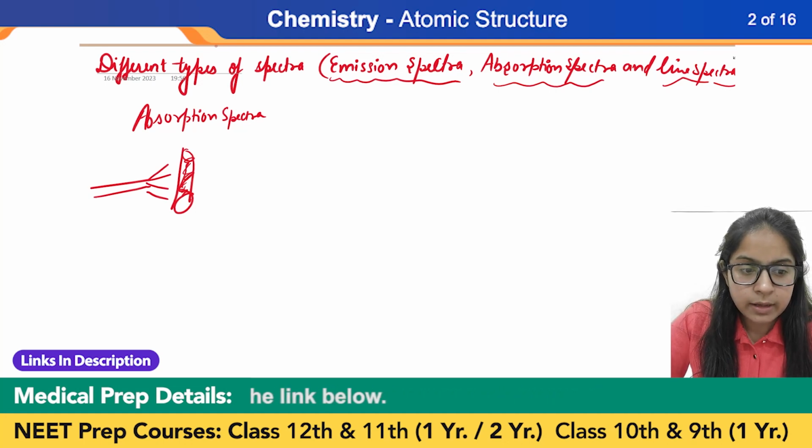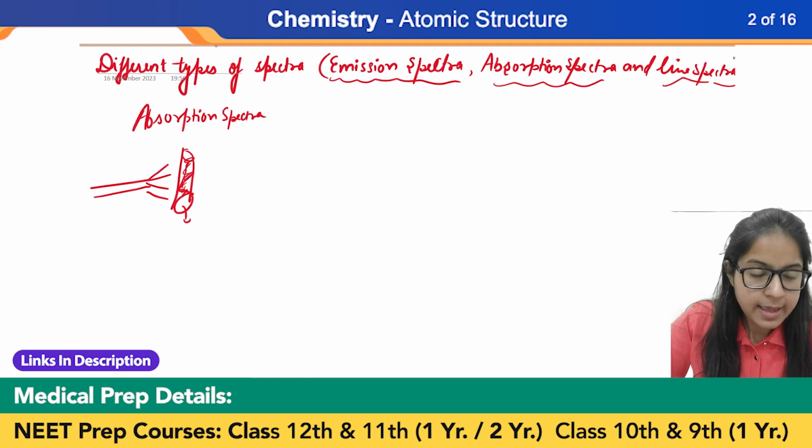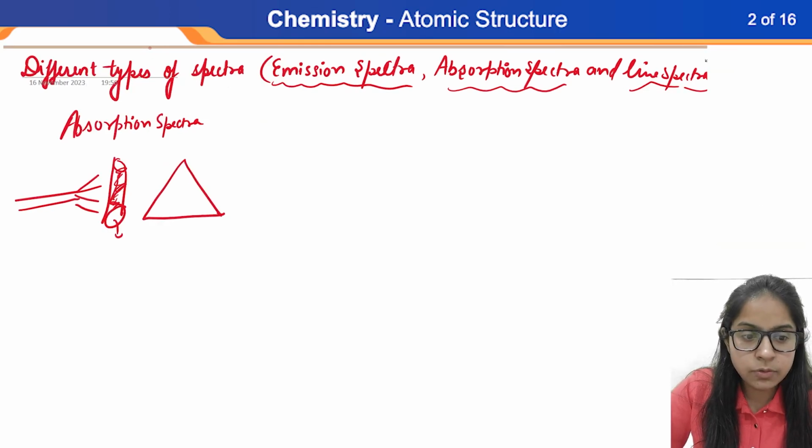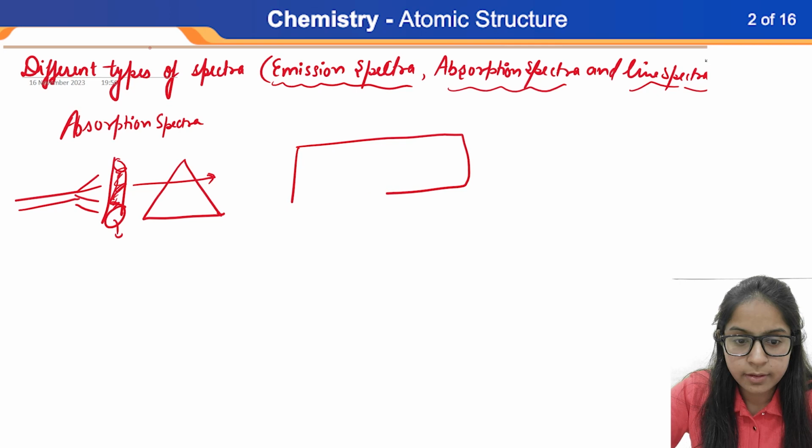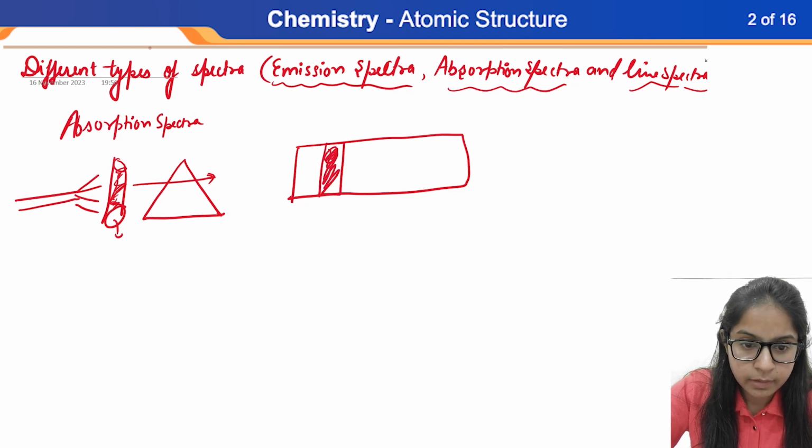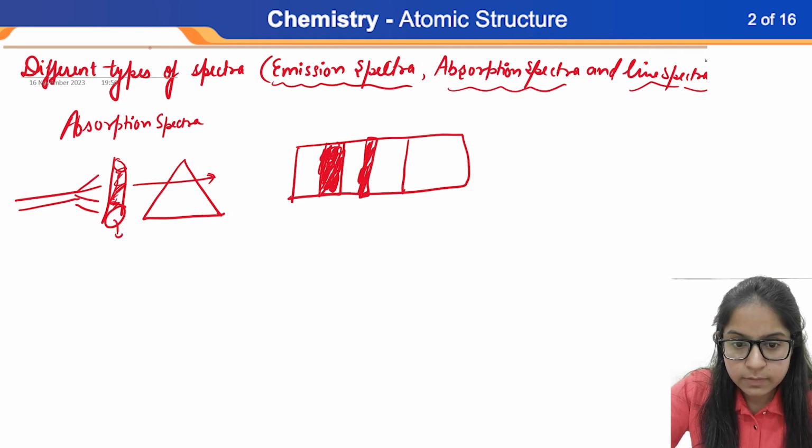So some of the white light is absorbed by this hydrogen, and the atoms are going to get excited. Now if we pass this through a prism, we are not going to get all the spectra. This is an analyzer. There are only some bands. Suppose this one, this one, this one, and this one. Suppose this is our absorption spectra.